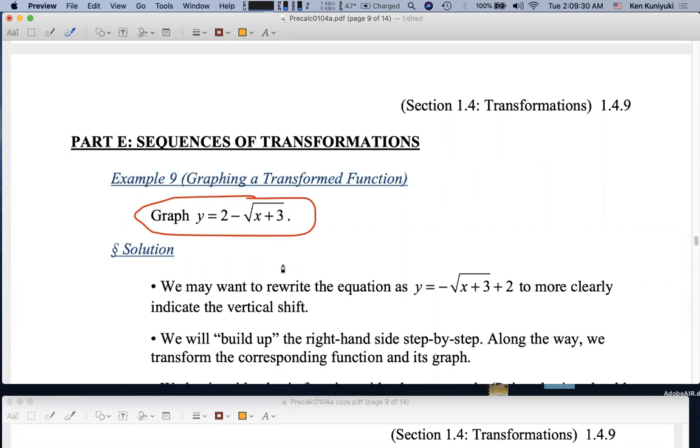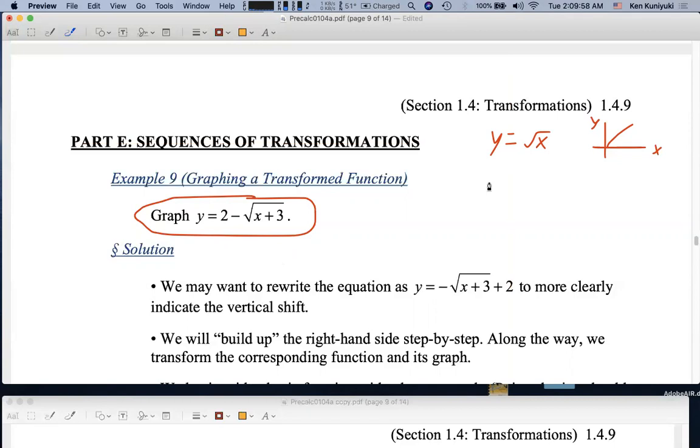Let's start at the beginning with a basic function and a basic graph that you know well. Where should we start? How about y equals the square root of x? What does that graph look like? That's our old friend, this hook.